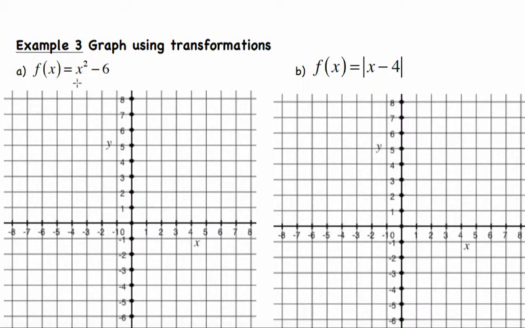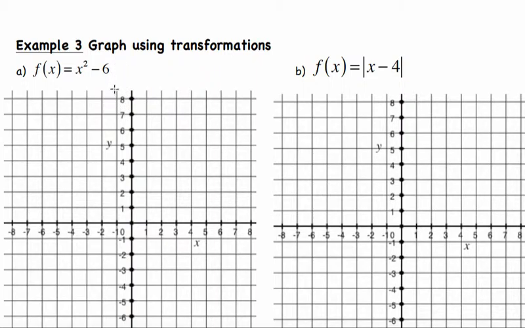In example 3, we are graphing using transformations, which is a shortcut to graphing functions that have a parent graph associated with it. And the parent graphs that you will be using are x squared, x cubed, the square root of x, the cube root of x, the absolute value of x, and I'm not sure if I missed any, but those are some of the ones that we will be using.